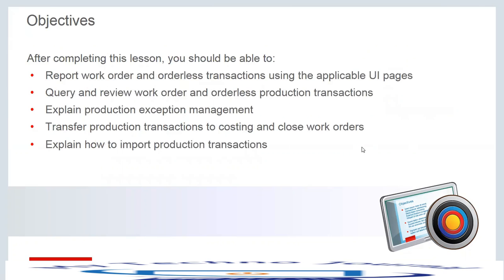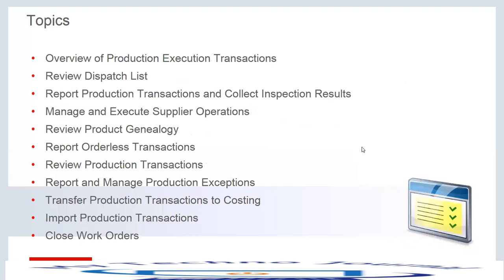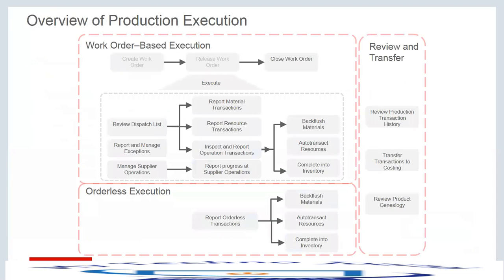Report work order and orderless transactions using UI pages. Query and rework work order and orderless production transactions. Explain production exceptions management. Transfer production transactions to costing and close work order. Explain how to import production transactions using the FPDI. All the topics, whatever we have talked about in detail. So here you are. So first we have seen how to create the work order, how to release it, and all the features available within a work order. Now we are going to execute the work order, okay, using a dispatch list.